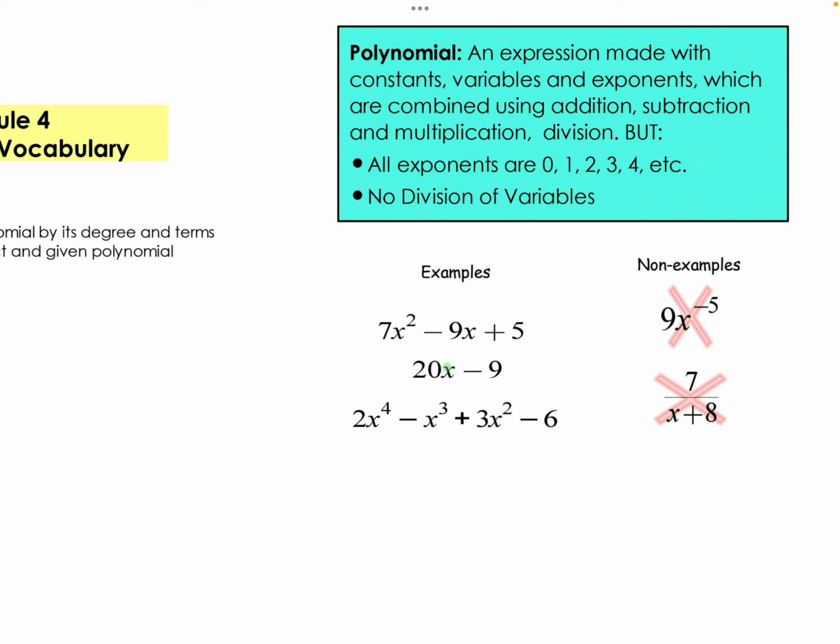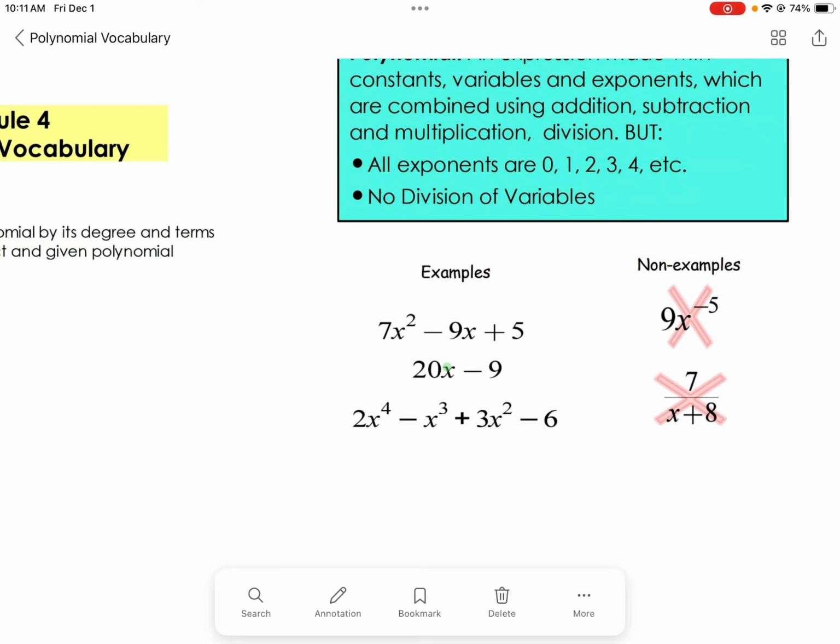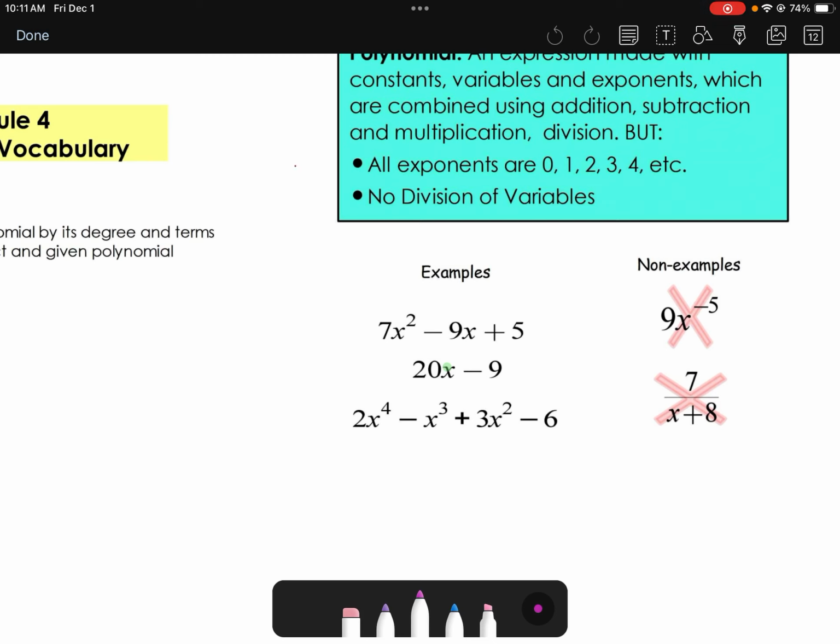So, non-examples. 9x to the negative fifth. This is not a polynomial. The reason is that all exponents have to be positive, and you can't have division. You could just accept that, but why is this? If you remember with exponents, negative on top means it was positive on the bottom. So that means the same thing: I'm dividing by variables, and you can't divide by variables. That does not make it a polynomial. And again here, this is not an example because you have variables in the denominator. So with polynomials, they are just on the line and your exponents are positive.